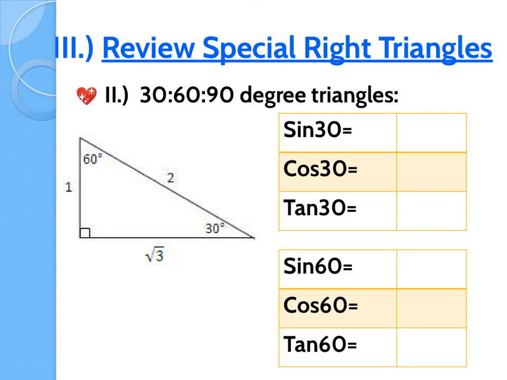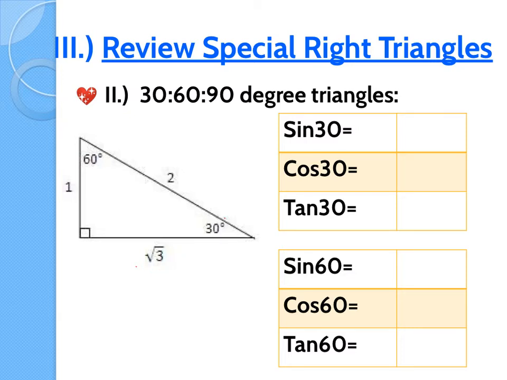Let's look at our 30, 60, 90 triangle just to refresh your memory on them. The 30 degrees is always opposite the small side, which in this case is the ratio of 1. If that's 1, then the hypotenuse is double that, so it's 2. And then the side across from the 60 is always whatever the short side is, so we would have a 1 here, times the square root of 3. I'm going to erase all of that.